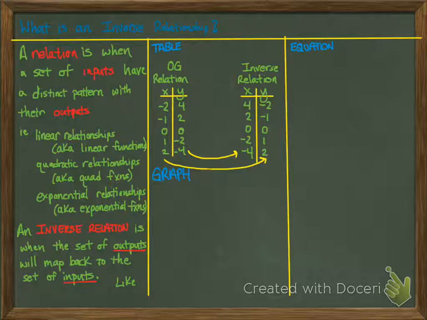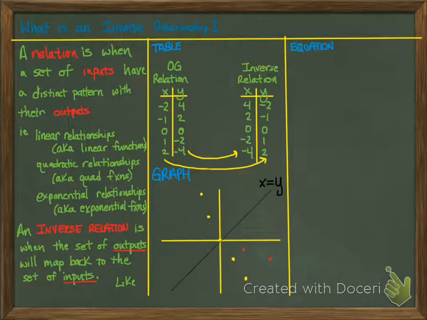What we'll do next is take a look at the graph of an inverse relationship compared to its OG relationship. Here, we graph, see there's 5 yellow dots on that graph. They actually are the points from the OG relationship table. When you try to graph the inverse relationship, you have to go back and use this linear function, x equals y. So that dotted line is x equals y. If x is 3, that means y is 3. If x is -5, y is -5.